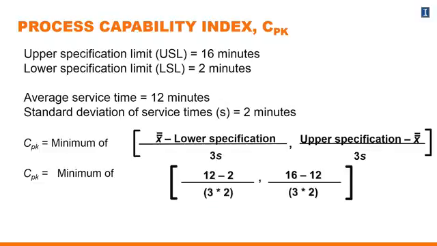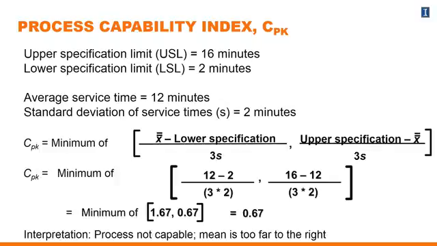So we're going to take the minimum of these 2 ratios, and when you calculate these through, you get 1.67 and 0.67. So what is this telling us? It's telling us that there's going to be a problem. Right? We find a ratio that's less than 1. It's telling us that this process is not capable of serving this customer. In fact, it's telling us that the mean is too far to the right.